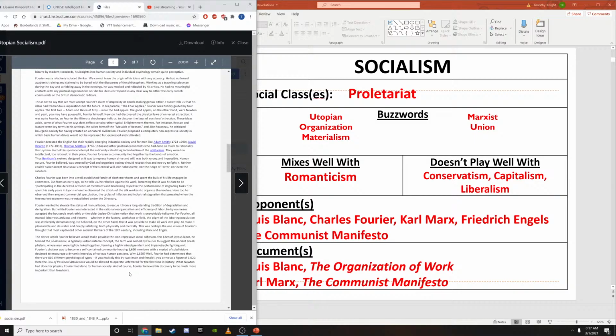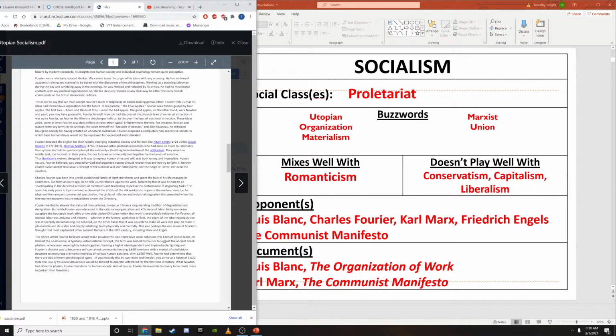The device which Fourier believed would make possible this non-repressive social cohesion, this Eden of joyous labor, he termed phalanstery, a typically untranslatable concept. The term was coined by Fourier to suggest the ancient Greek phalanx, where men were tightly linked together, forming a highly interdependent and impenetrable fighting unit. Fourier's phalanx was to become a self-contained community housing 1,620 members with a myriad of subdivisions designed to encourage a dynamic interplay of various human passions.